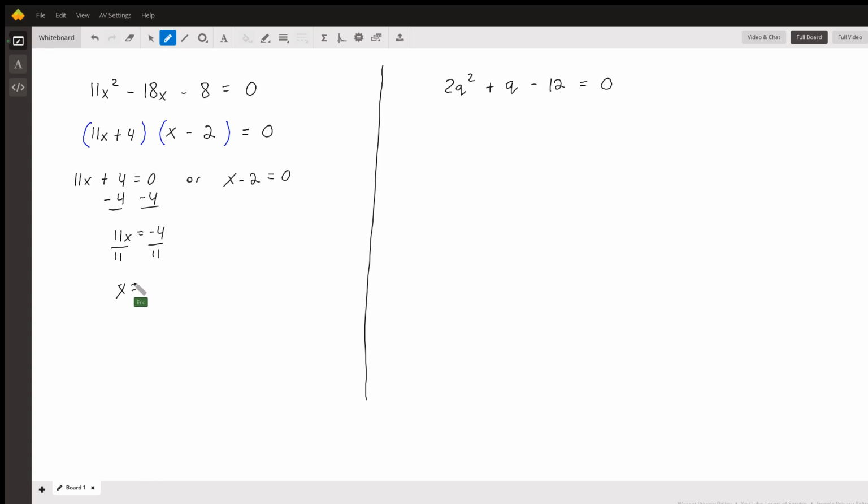x equals negative 4 11ths. For our second equation, we just add 2 to both sides, and we get x equals 2. So our solution is going to be x equals negative 4 11ths, or 2.